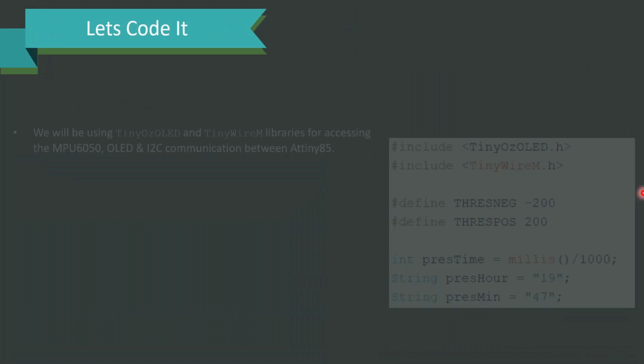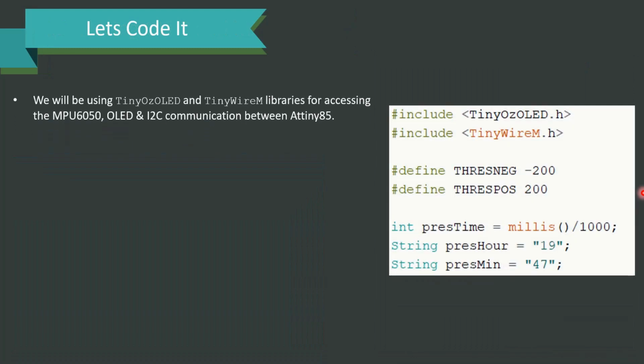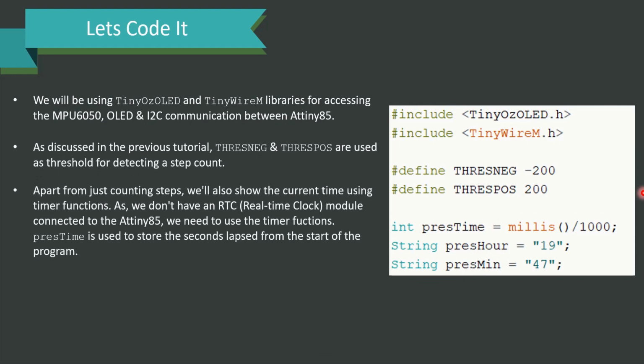It's time for us to code. We will be using TinyOzOLED and TinyWire libraries for accessing the MPU 6050, OLED and I2C communication between ATtiny85. As discussed in the previous tutorial, thresh neg and thresh pass are used as thresholds for detecting step count. Apart from just counting the steps, we will also show the current time using timer functions.